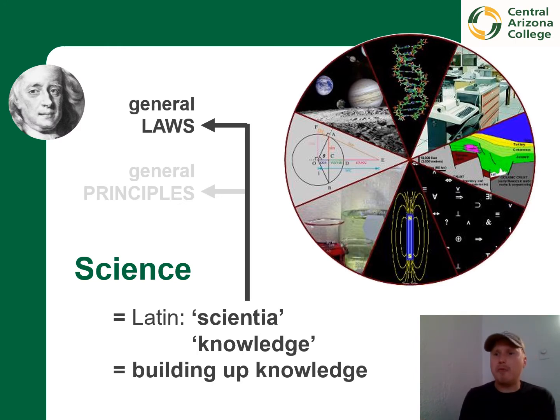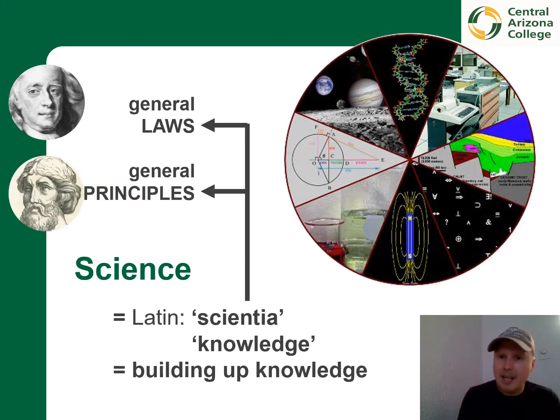General laws include, for example, the laws of physics. You can think of, for example, Isaac Newton and his work here. General principles instead include, for example, the rules that we apply in calculus and other fields of mathematics. The person that comes to mind as an example of this would be Greek Pythagoras of Samos, who of course is behind the Pythagorean theorem.